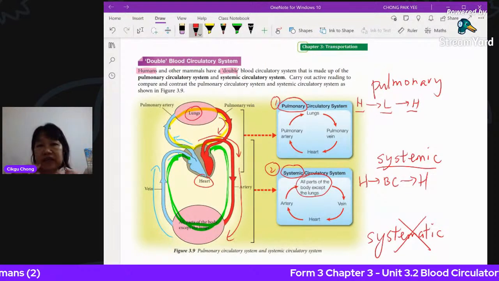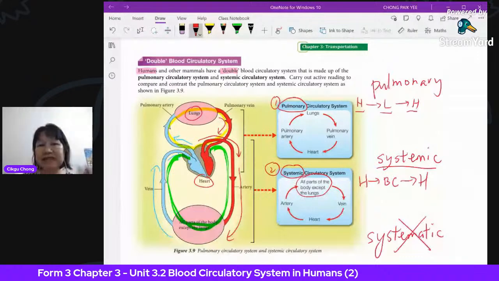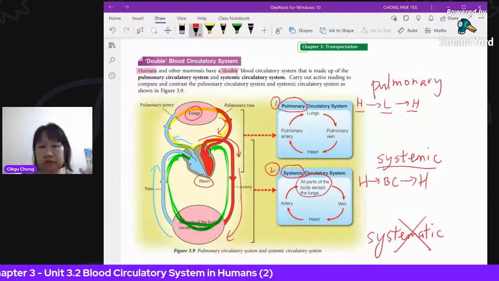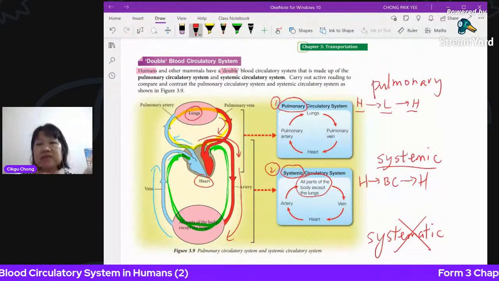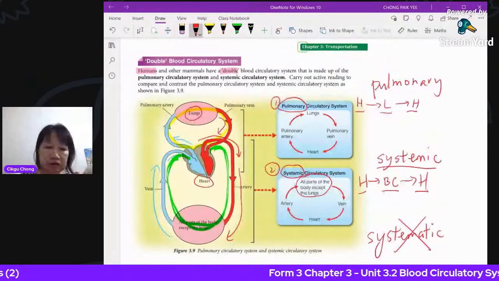The other one is from the heart, pumping to all the body parts except the lung, then it comes back to the heart. This one is called the systemic circulatory system, which is heart, body cells, and back to the heart. Okay, so that was our lesson.